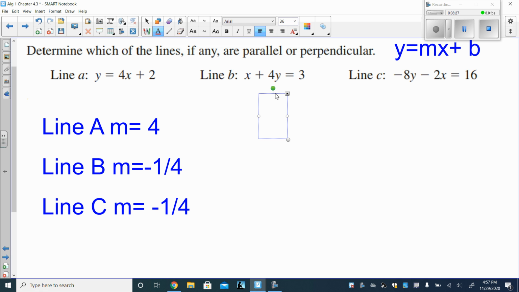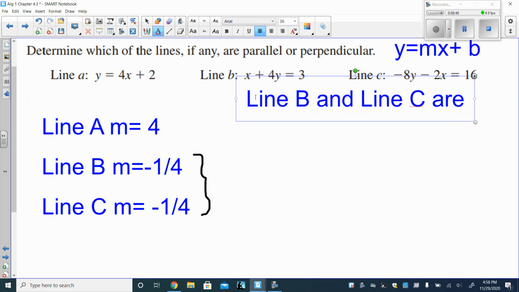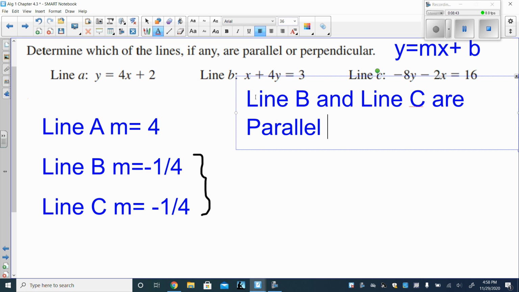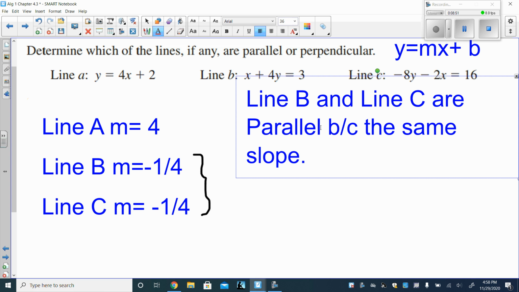Then they are parallel. Well, if we look at this here, lines B and C both have a slope of negative 1/4. So what that means for us is that line B and line C are parallel because they have the same slope. Because they have the same slope, it means that they are parallel. And that's it. That's what we can say. Because they're the same slope, they're parallel. That's all we need. And these two would be parallel.